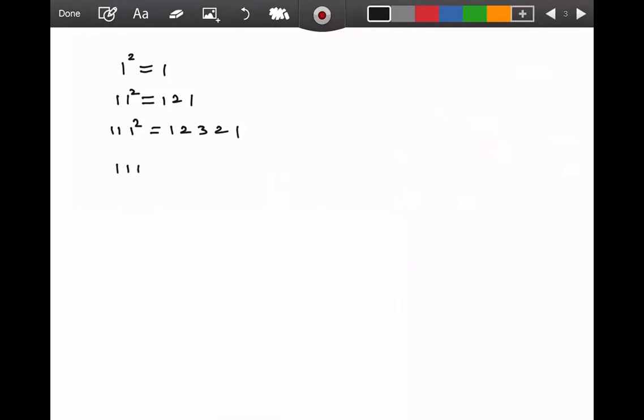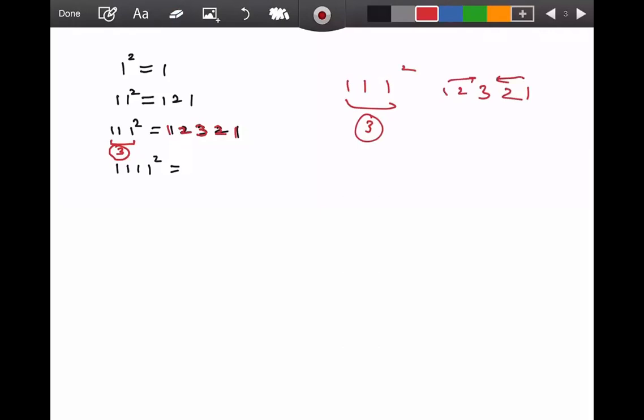Can you decode the pattern? How many ones are there? 3. So we write 3 in the middle. We complete it from 1 to 3, or you count from left to right and then come back. So 1, 2, 3, 2, 1. Or simply do this. We have 3 ones there, so I write 3 and I complete it from 1 to 3, left to right and right to left. Is this okay? Yes, sir.